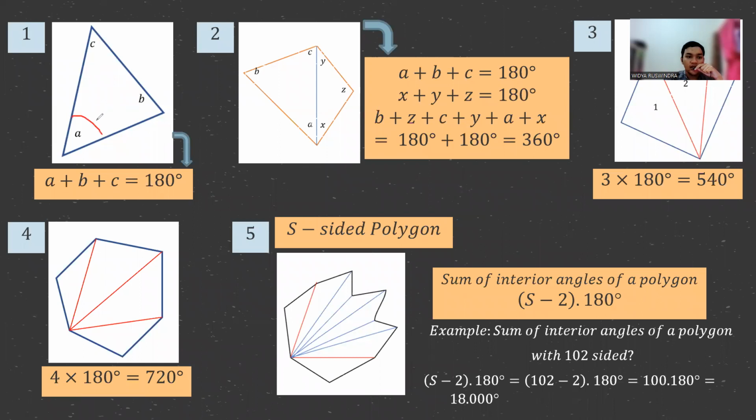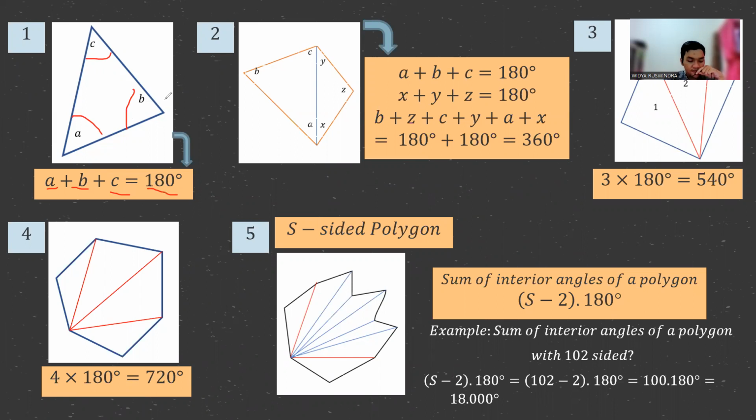These are angle A, angle B, and angle C. And we know that if we sum A plus B plus C, we will get 180 degrees.